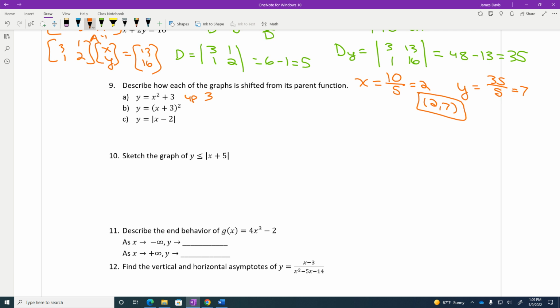This next one is inside, right? It's inside the parentheses there, which means it's going to be left or right. Which one is it? Yeah, left 3. So remember, when it's inside, it's opposite as well. Plus 3 actually means left, and minus 3 means right. And then this one, x minus 2 inside of the absolute value, would be right 2. Okay? So inside is opposite. Make sure you know those rules.